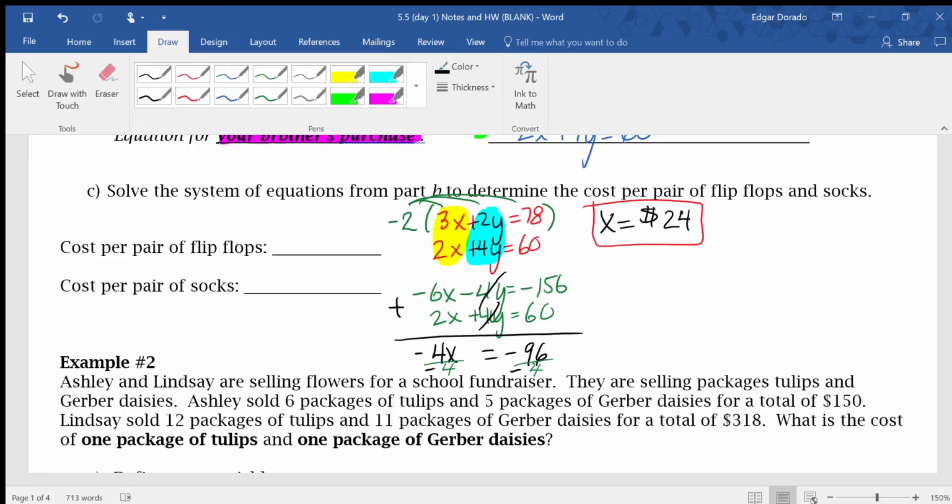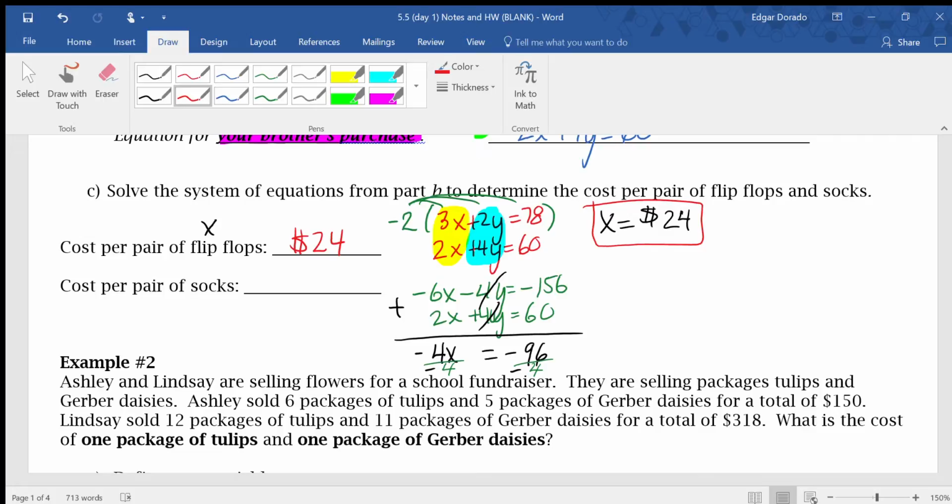Okay, so what is my cost per flip-flops or per X? Well, that would be $24. Okay, notice what happened there, guys. I thought I had my work correct, but then all of a sudden I noticed that I had a negative answer. And what we're talking about here is money. So how could you possibly pay a negative amount of money? Okay, you can't. So right away I knew I did something wrong. I rechecked my work and I made sure that everything was correct, and lo and behold, I did have a missing negative.